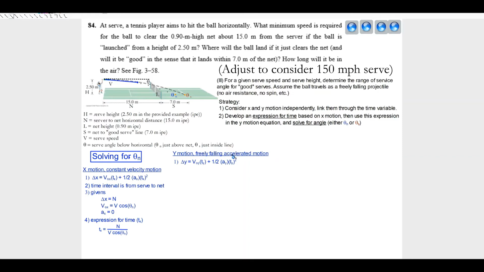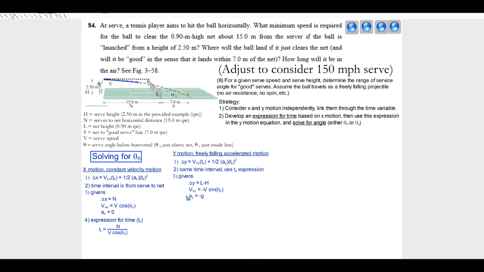Now for the y direction, we're going to consider that y is freely falling accelerated motion. The equation that we're going to use is the same equation that we have here. We just have some different accelerations and some different initial velocities. We're going to use the same time interval that we developed over here. That way we can use the expression for time in this equation. Givens are a little bit different. Delta y is L minus h. When the ball leaves the racket, it's at a height h, and it's just got to get over the net there, so we're going to assume that it's right at the top of the net. The change in position would be L minus h here.